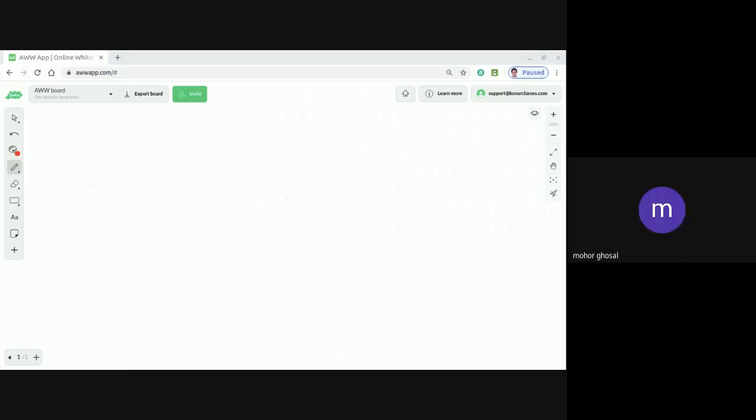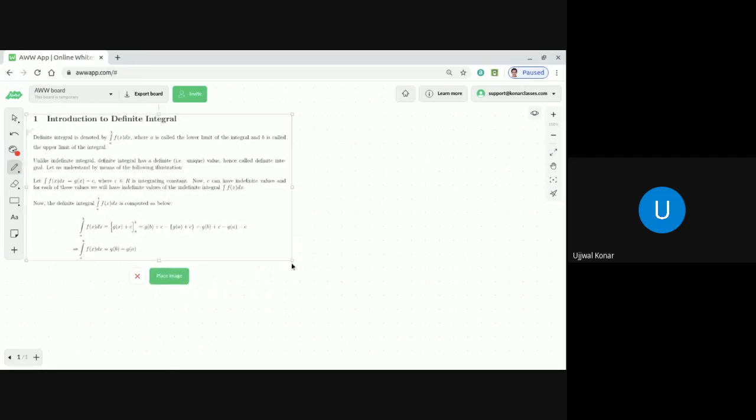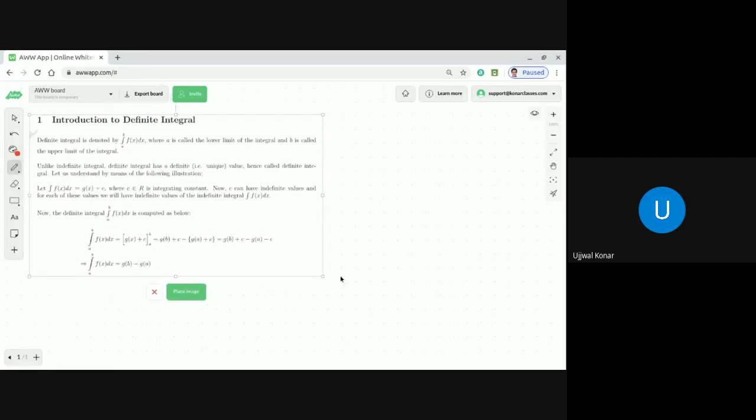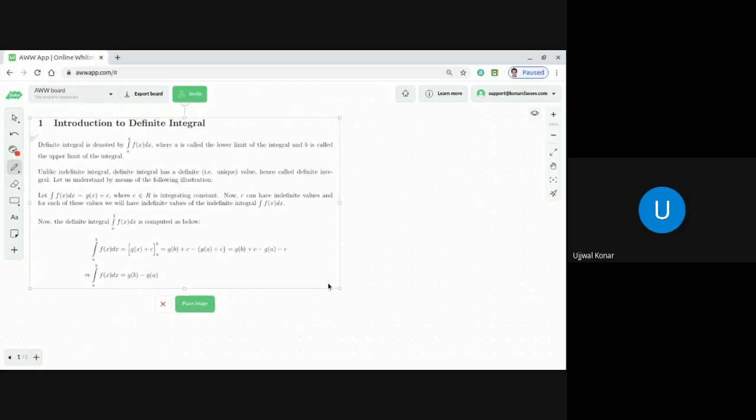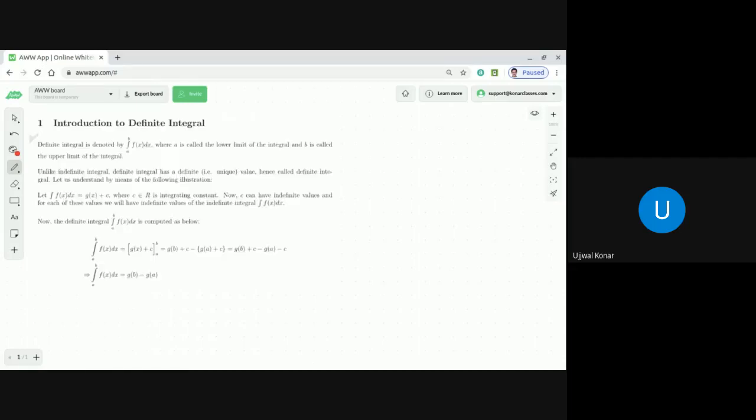Just give me a few seconds so that I can share the relevant note with you. Meanwhile, are all of you able to view the screen properly, and able to hear my voice properly? Yes. Okay, great. I hope all of you are able to view the screen.